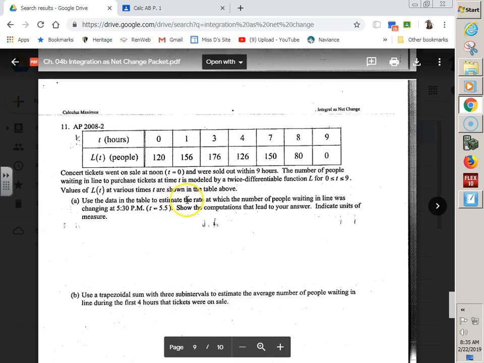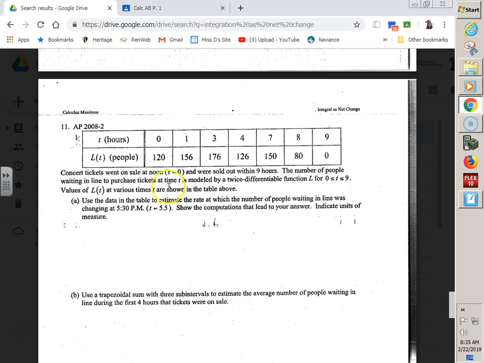Do you see the big word in letter A? Estimate. So if they want us to figure out what's going on at t equals 5.5, which is awkwardly here, we have people, we need people per hour. We need to somehow divide change in people over change in hours. Do you guys remember we can estimate the slope of the tangent line by taking the slope of a secant line? Or estimate an instantaneous rate by finding an average rate? Is an average rate of change L of B minus L of A all over B minus A?